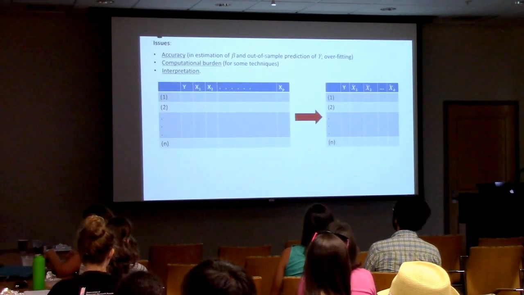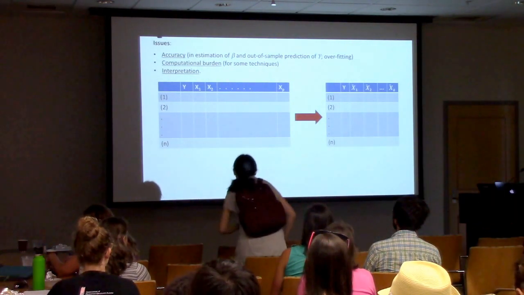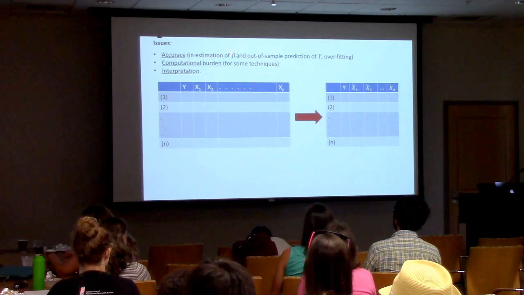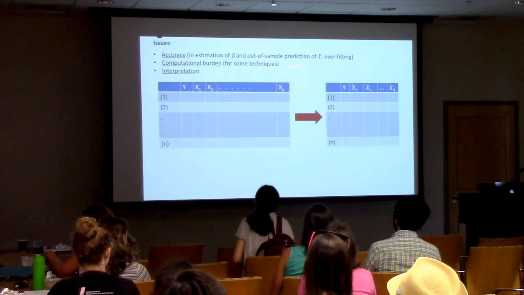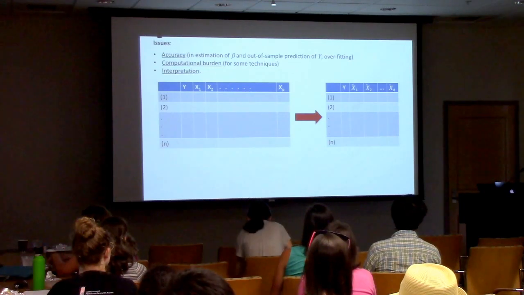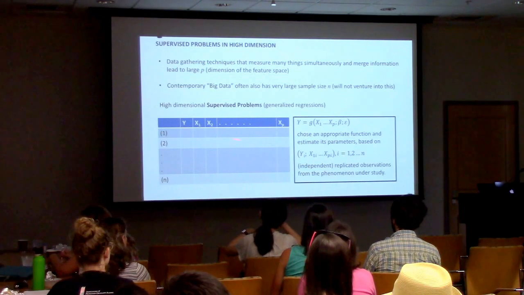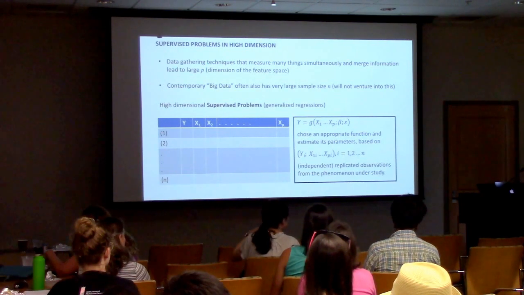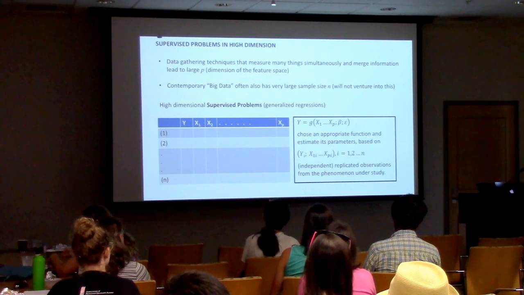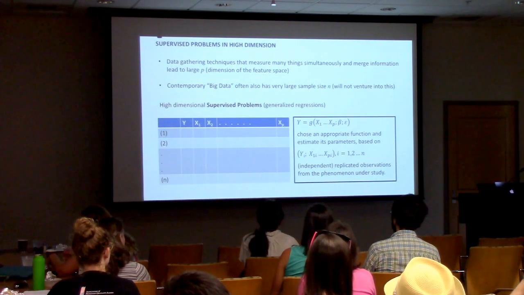What are the issues when P is large? There is an accuracy issue, both in terms of estimating the parameters and in terms of out-of-sample prediction of the response. When I say out-of-sample, I mean you have this data, you use the data you have to train, as some people say, the model, to choose the G and estimate the beta.